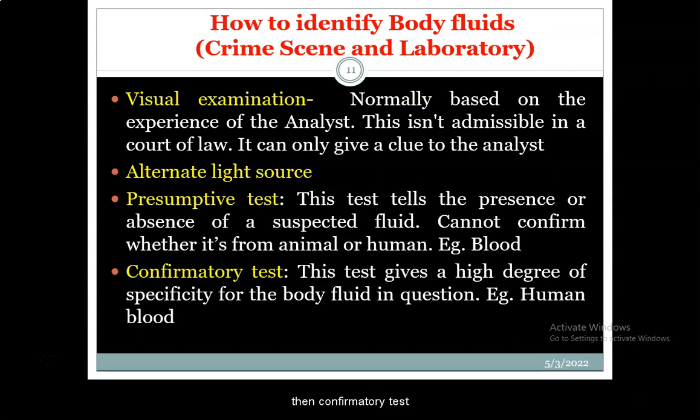Then confirmatory test. This test gives a high degree of specificity for the body fluid in question. Example, human blood. This kind of test can tell you whether the blood that you found is either human blood or animal blood, maybe a dog's blood, cat's blood, monkey's blood, etc.